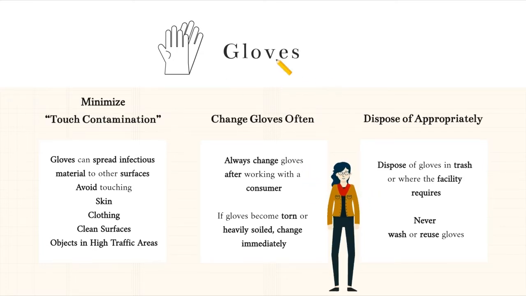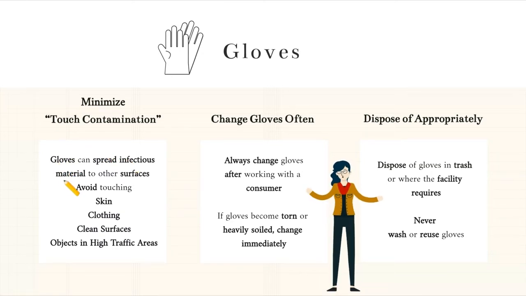There are a few simple rules to remember when using gloves. The first rule is that you want to try to minimize touch contamination. Touch contamination happens when you're wearing gloves and you've touched an infectious material, and then you touch another surface with the dirty gloves. Even though your hands may be protected inside the gloves, you still want to avoid touching other surfaces and spreading the material to where someone else could come in contact with it.